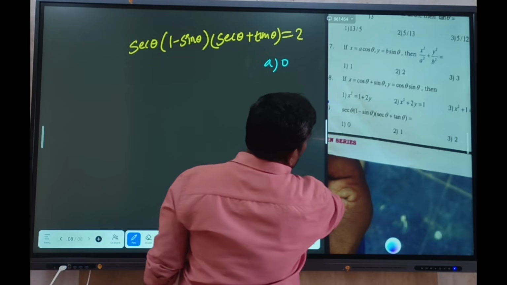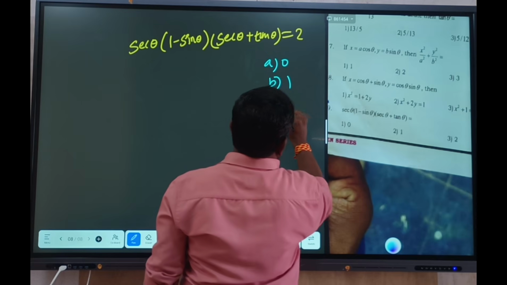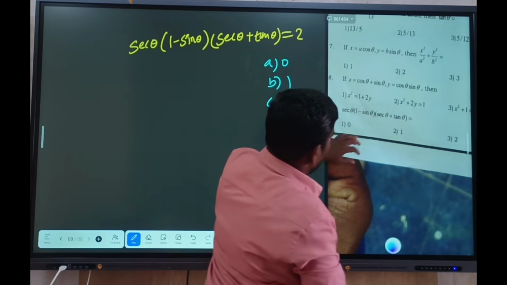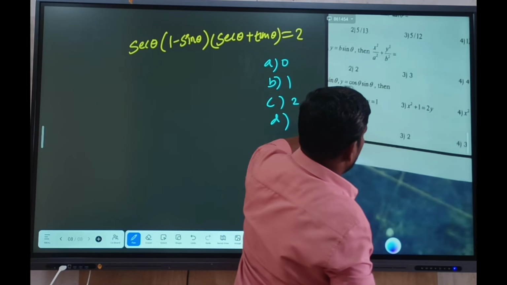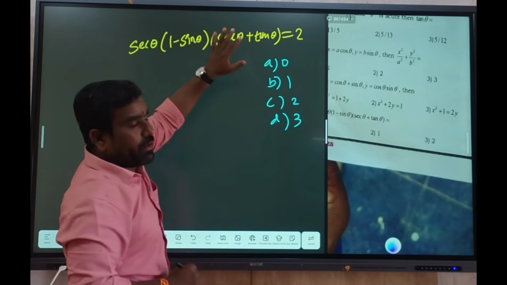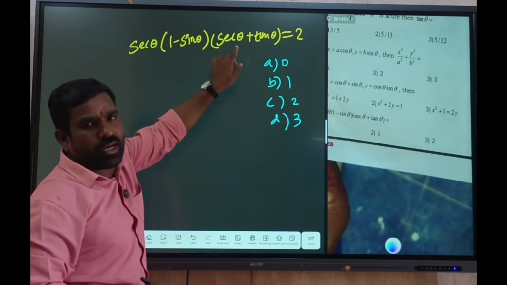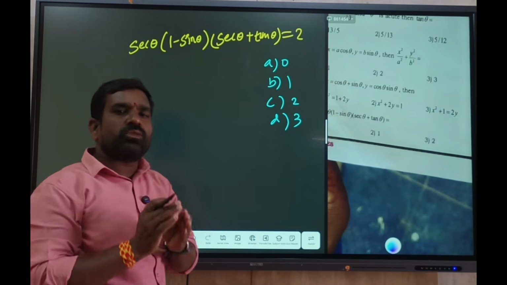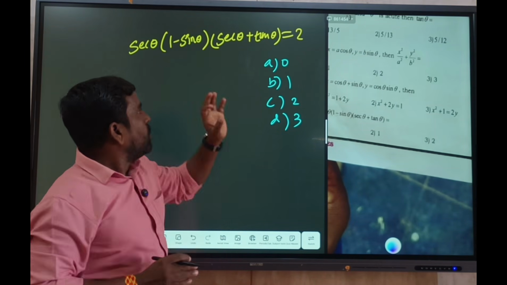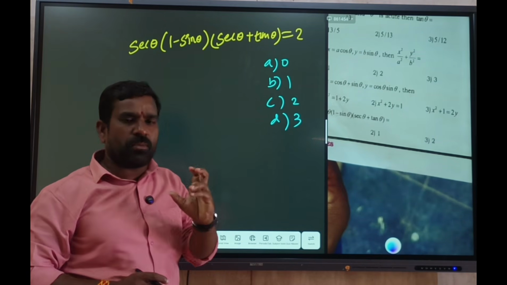Option A is 0, option B is 1, option C is 2, option D is 4/3. Right, so this question is given: secant theta (1 minus sin theta) into (secant theta plus tan theta). Here, don't use the lengthy method. Use the short, smart method.